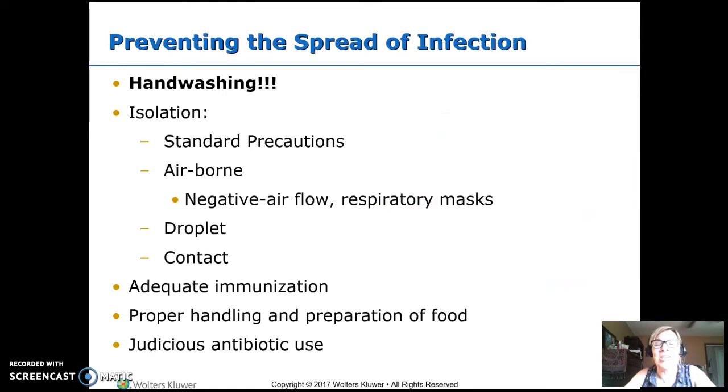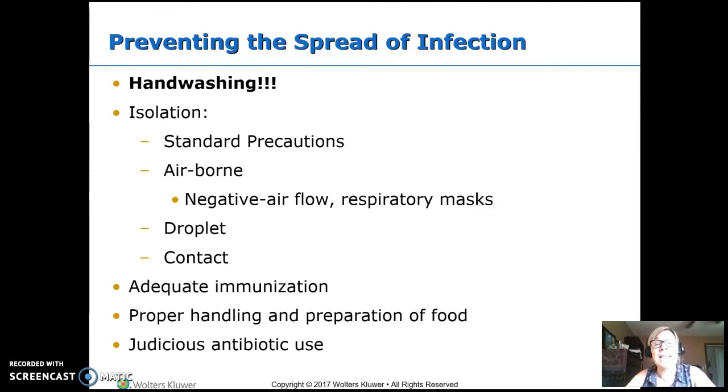Good hand hygiene. Hand washing, hand gel. Valley Children's uses gel in, gel out. Every time you go in a room, you gel. Every time you come out, you gel. Even if you're going to wash with soap and water, as with our C. difficile patients, you do that first, and then you gel as you come out, even though you had just washed.